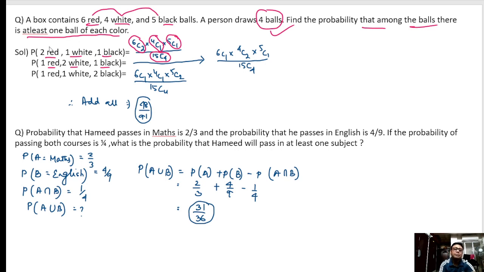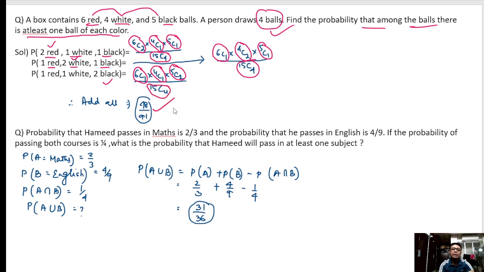So first here I am making red 2, then I will make white 2, then I will make black 2. So this is how you will find out: red 1, from 6 red 1 ball, from 4 white 2 balls, from 5 black 1 ball. Out of 15 balls you will choose 4 balls. Now I want 1 red, 1 white and 2 black out of 15 balls.